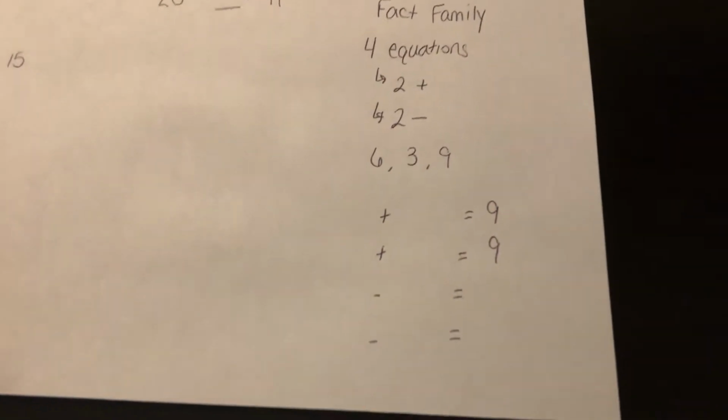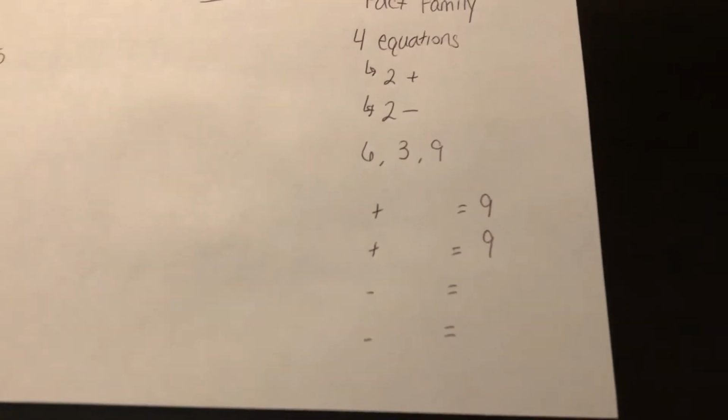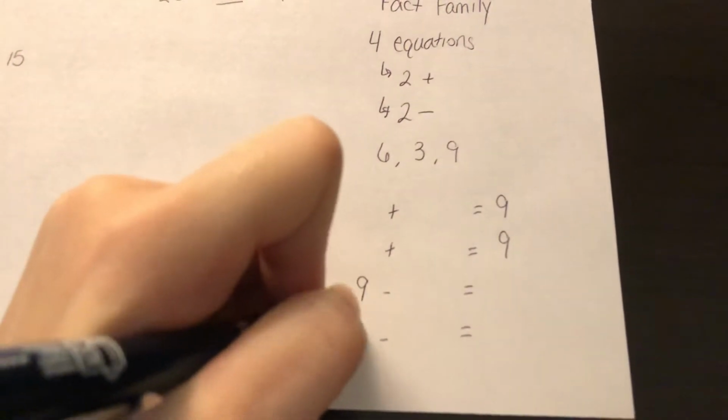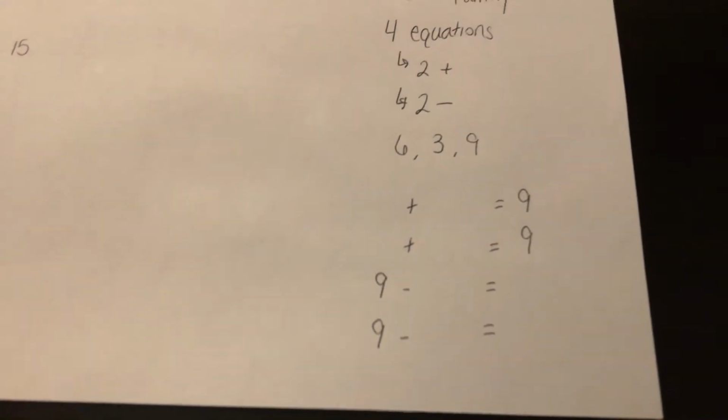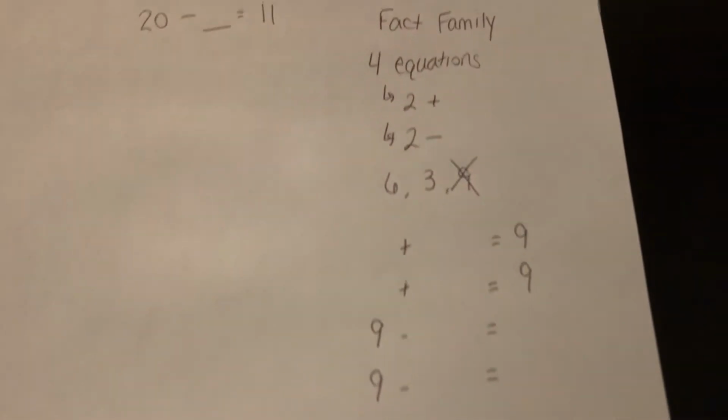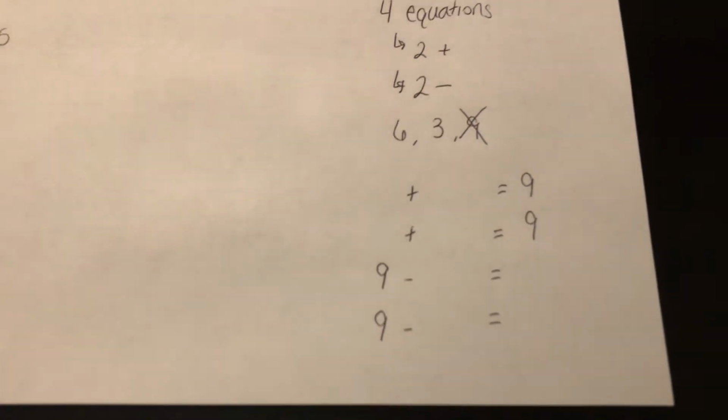In an addition equation, the largest number is always at the end. In a subtraction equation, we know that we always have to start with the biggest number because we're taking away. So I'm going to put the biggest number at the beginning. Now I've already used this 9, so I'm not going to use it again, because each of the numbers is only used once in an equation.